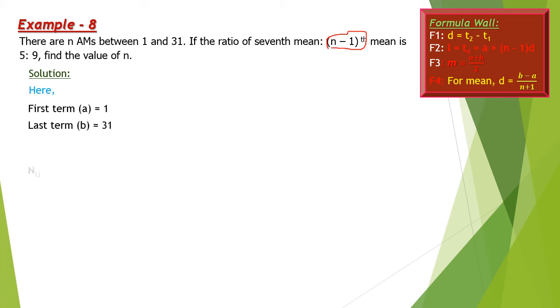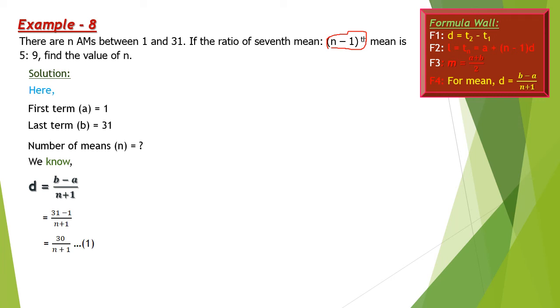Last term b is equal to 31, number of means n is equal to what, and we know d is equal to (b minus a) upon (n plus 1). We have the value of a and b, so we are going to replace them. 31 minus 1 by n plus 1, so 30. d is equal to 30 by n plus 1. So this was for d. Now this is our equation 1.